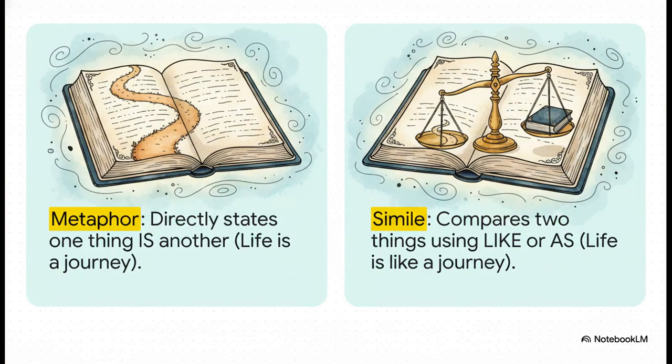So the real trick here is knowing the difference between the two biggest comparison tools in a writer's toolkit. It's a classic challenge from our Dungeons Forbidden library. A metaphor demands total fusion. It directly states one thing is another, like life is a journey. A simile is a bit more polite about it. It openly admits it's making the comparison by using the words like or as. Life is like a journey. Getting this distinction down gives you a massive edge in analyzing how writers play with imagery.